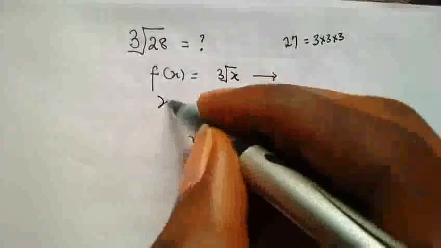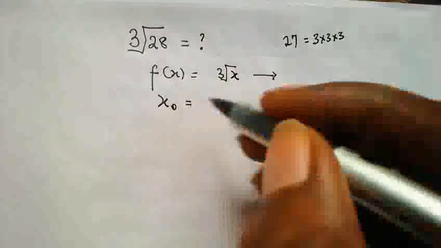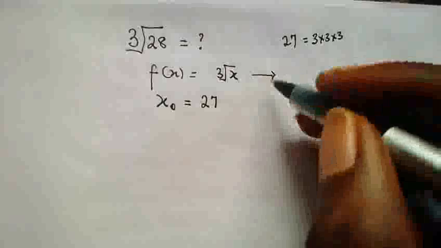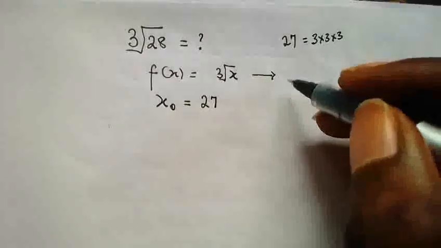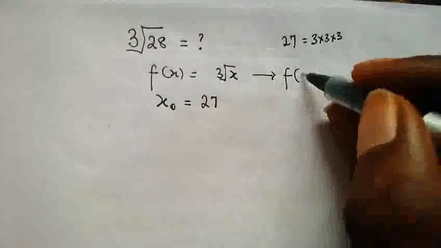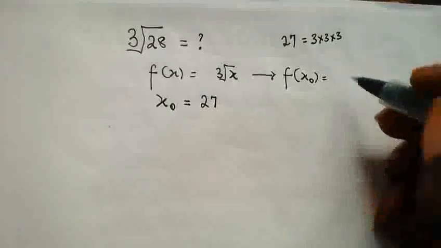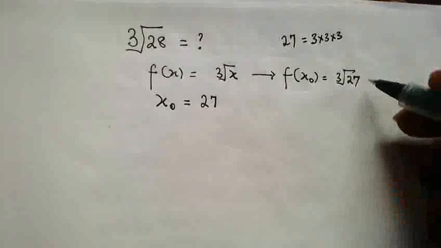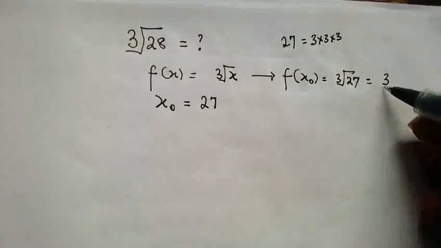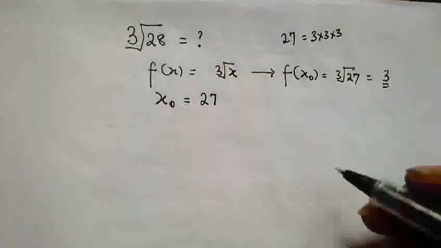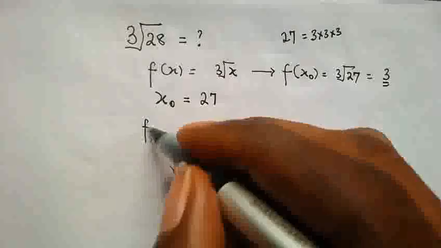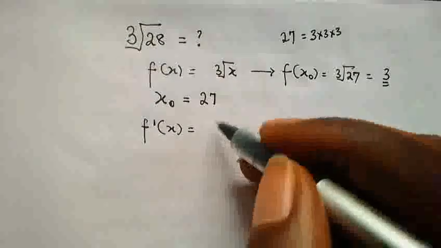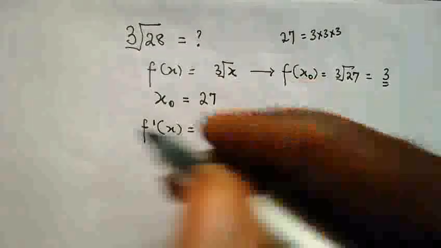So let us write it down here that our x subscript 0 is going to be 27, okay? So here we're going to compute our f of x subscript 0. So this is equal to cube root of 27, okay? And this is equal to 3. So next step, f prime of x is going to be to differentiate this cube root of x, okay?